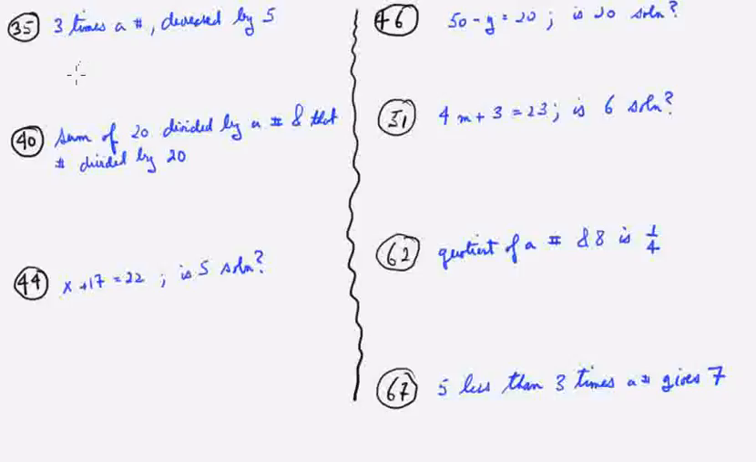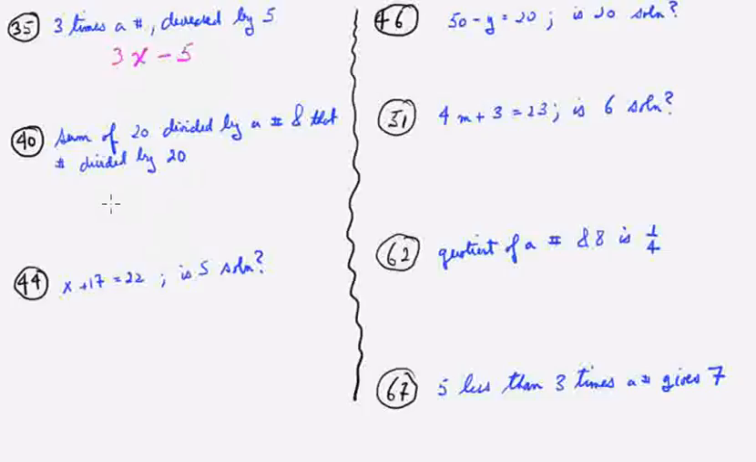3 times a number decreased by 5. Okay, so we will let the number be x, and what we want to do is multiply by 3. That's 3 times the number, and we want to decrease that by 5.